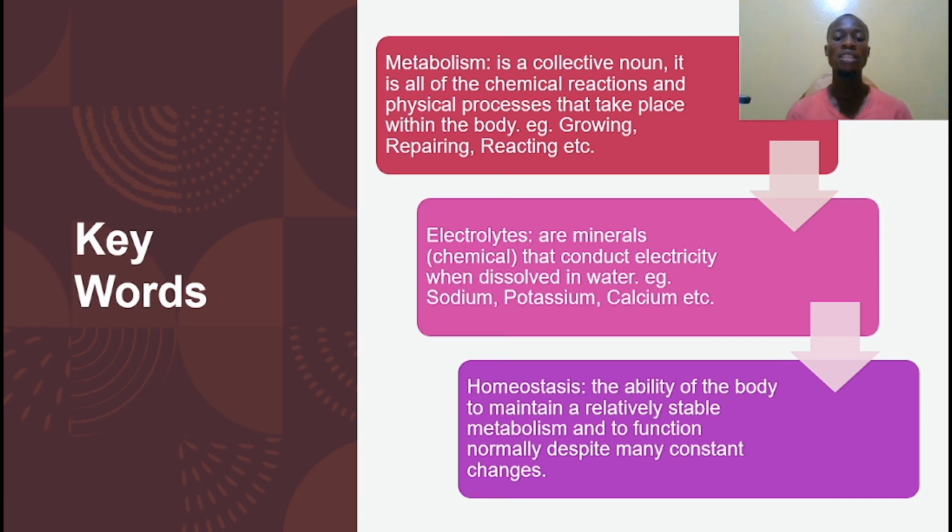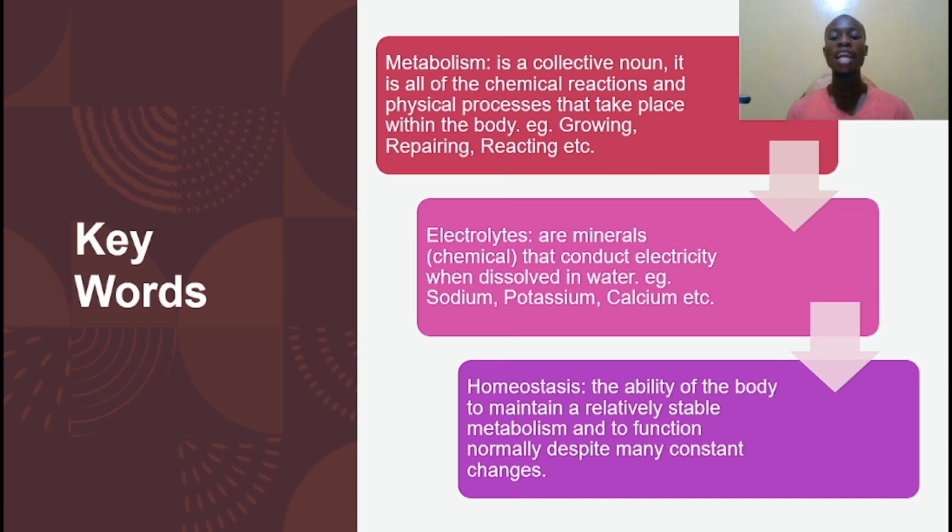Another keyword we need to look at is electrolytes. I just briefly talked about those natural elements that are found within the human body. We said there are 92 elements that occur naturally, and about 28 of them are found within the human body. For example, we talk about calcium, which is a trace element, potassium, phosphorus, magnesium, bicarbonate.